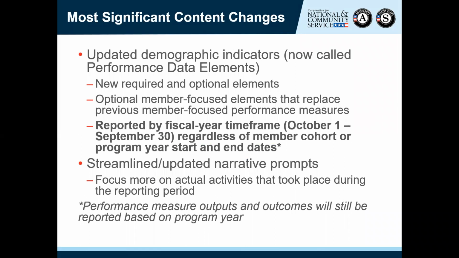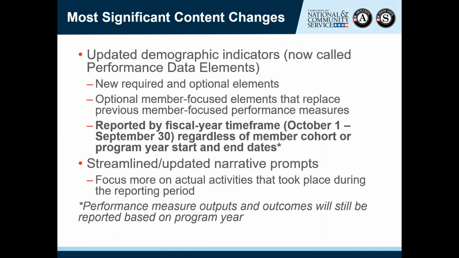This slide covers the most significant content changes overall in the 2019 data collection questions. First of all, we updated the demographic indicators portion of the GPR and renamed it performance data elements. There are new required and optional elements for most GPR types, and I'll describe those elements specifically on later slides. For ASN program grants, there are also new optional member-focused performance data elements that take the place of the member-focused national performance measures that were available prior to 2019.